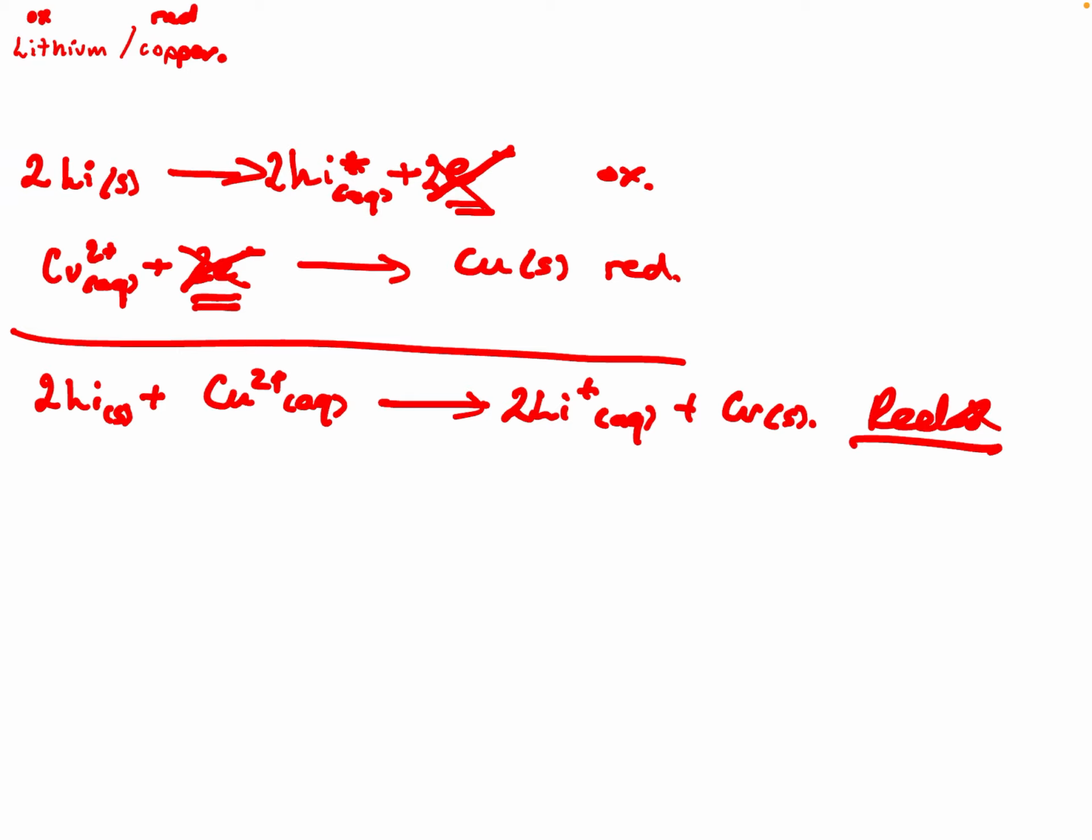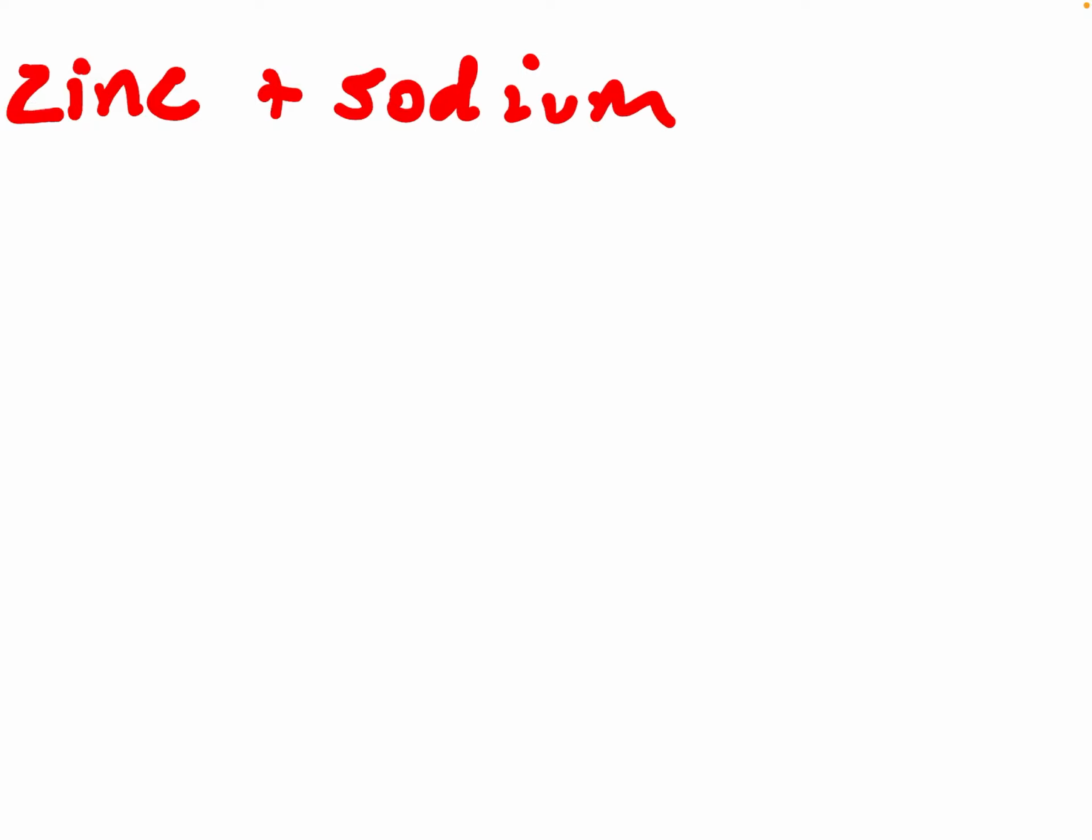Okay, so the next one we're going to try is going to be zinc and sodium. I'll zoom in, and we're going to do zinc and sodium. Okay, so sodium is higher up in the electrochemical series than zinc, so sodium is the one that must be oxidized, which means zinc is reduced.